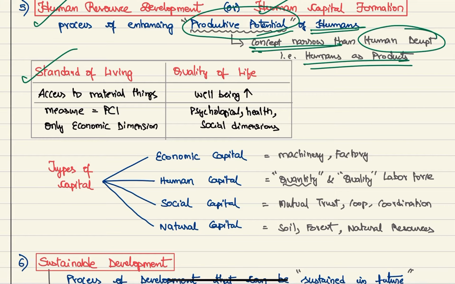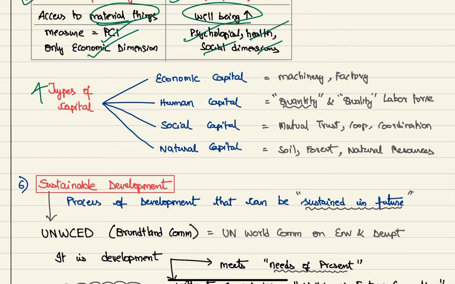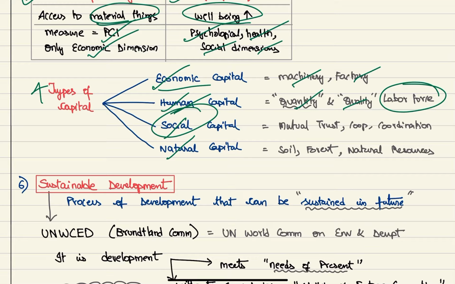Comparing standard of living and quality of life: standard of living is access to material things, about increasing well-being, and the measure is per capita income, so it's unidimensional with the economic dimension only. Here we have psychological health, social dimensions, etc. So we have four types of capital, which are economic, human, social, and natural. Economic capital is like machinery and factories. Human capital is like the quality and quantity of the labor force. Social capital is about mutual trust, cooperation, coordination. Natural capital is related to environmental resources.